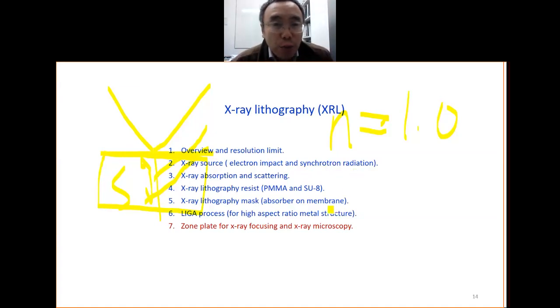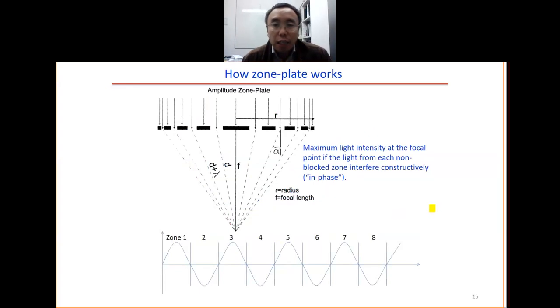So to focus the accurate, we cannot use the normal lens. Normal lens is something like this. This kind of lens will not work. What we can do is use the zone plate. We can use a zone plate for the X-ray optics. Here is the idea of the zone plate.